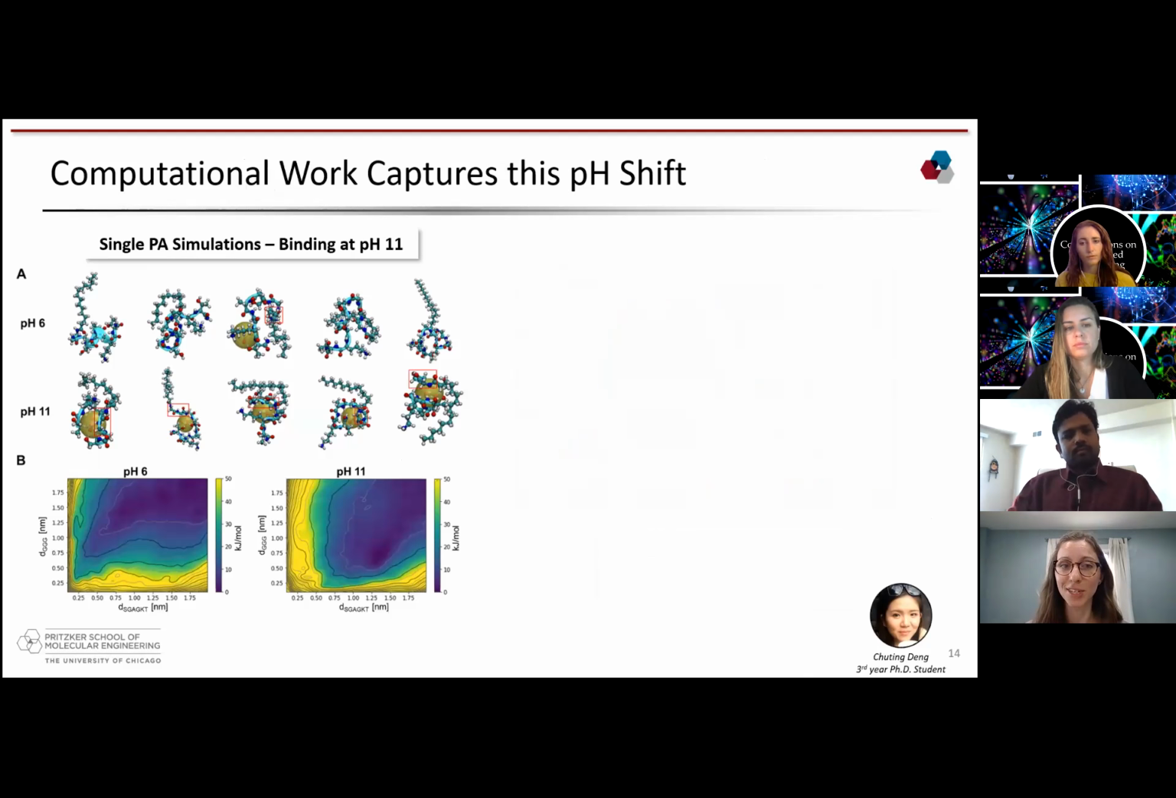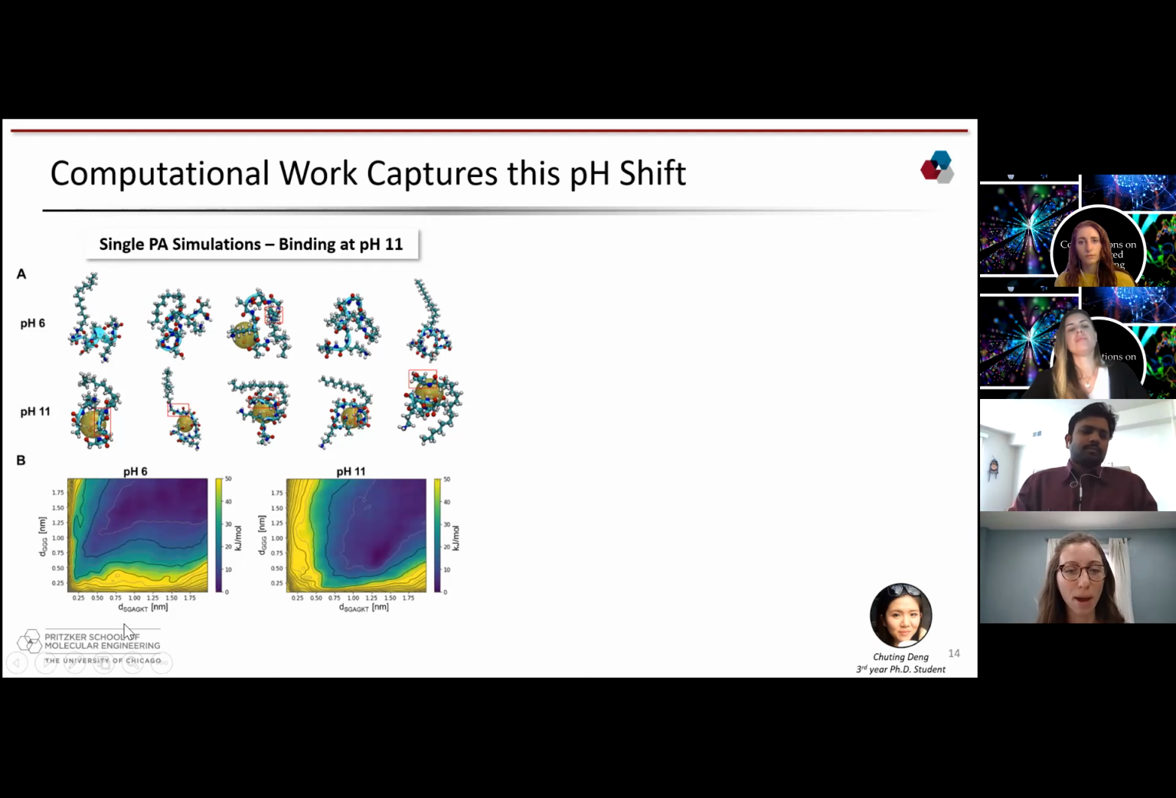These were done by our collaborators in the DePablo group, and specifically by Chuting. She did great work here. She set up these simulations, and her work captured this pH shift as well. When she simulated just the single peptide amphiphile, not in the assembled construct, she also saw that binding occurred at a maximum around pH 11. So in this figure A, pH 11, these are the top 5 most common conformations, and all of them show phosphate binding to the peptide amphiphile. And then at pH 6, of the top 5 that were most commonly present, only one of them showed binding.